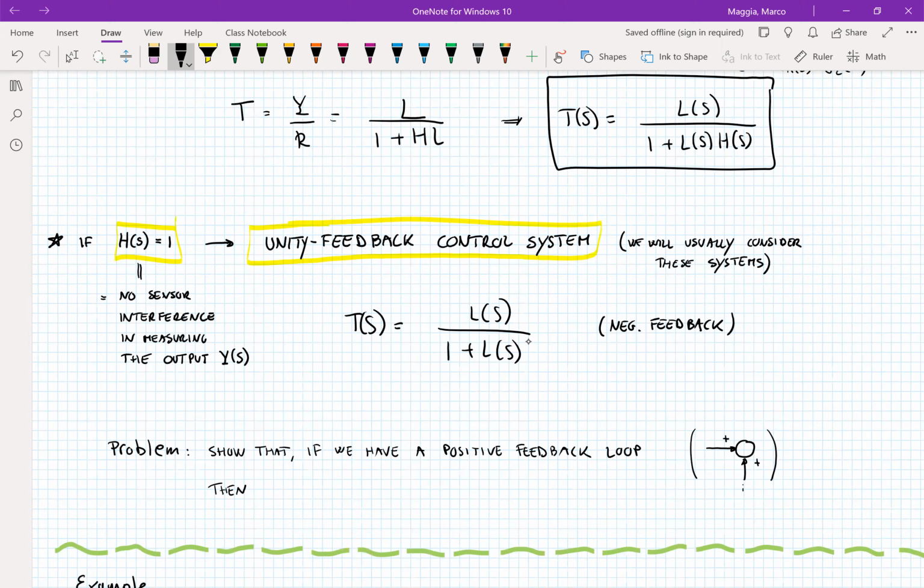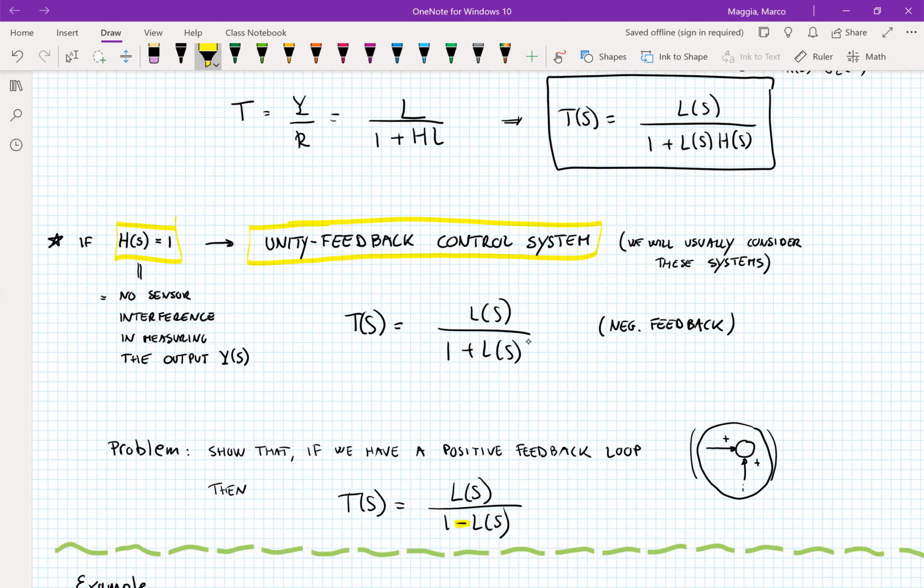And one extra thing for you to verify is that if we instead had a positive feedback, in other words, if at the summing junction we had two pluses, then T(s) would be L(s) over (1 minus L(s)). Now repeat steps 1 to 4, and you'll find this minus sign popping up instead of the plus.